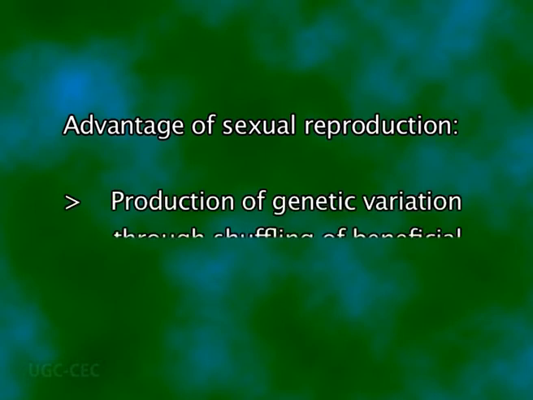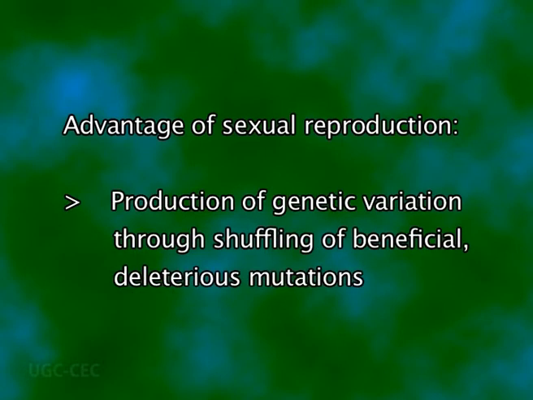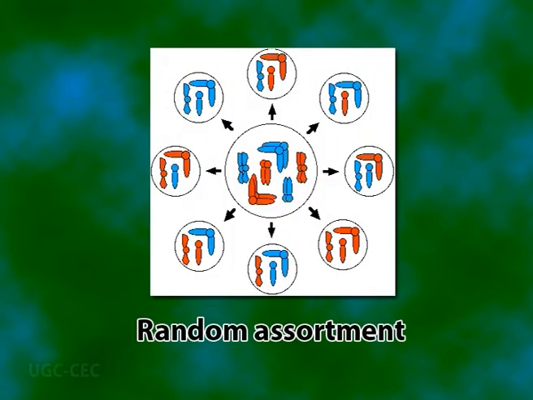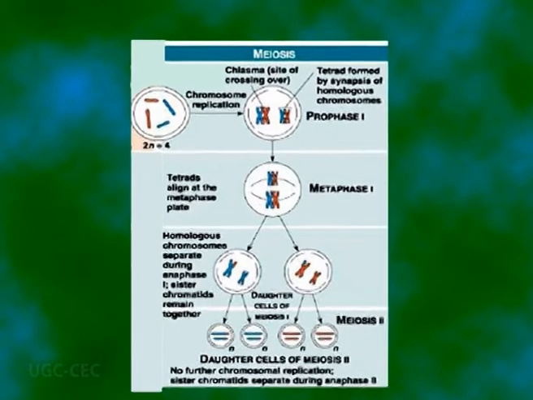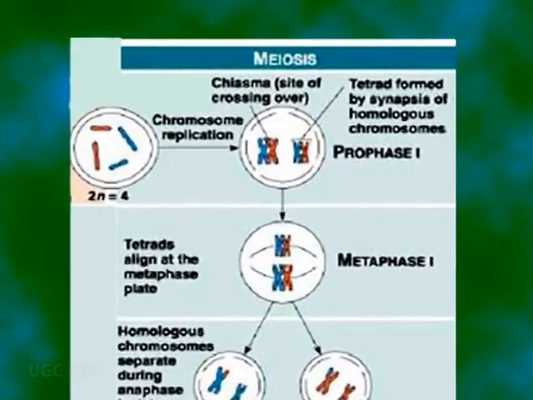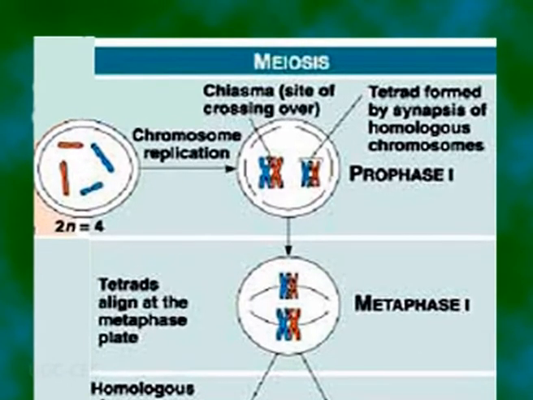One great advantage of sexual reproduction is the production of a great deal of genetic variation through the shuffling of both beneficial and deleterious mutations because of independent assortment of chromosomes and random fertilization. Random assortment of different alleles of genes on different chromosomes depends upon the segregation and independent assortment of the chromosome during meiosis 1. Independent assortment refers to the fact that bivalents line up independently and therefore the chromosomes in each bivalent separate, that is assort, independently of those in other bivalents during anaphase 1.